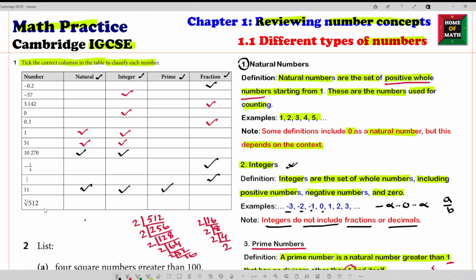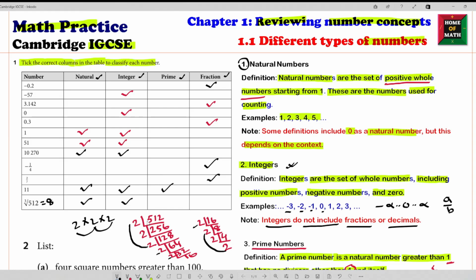Now for a cubic root, we make groups of 3 equal numbers. So this one, this one, and this one make group 1, and so on. From each group we take 2. So 2 times 2 is 4, 4 times 2 is 8. So the cubic root of 512 is 8. 8 is a natural number, and 8 is an integer. So this is the answer.